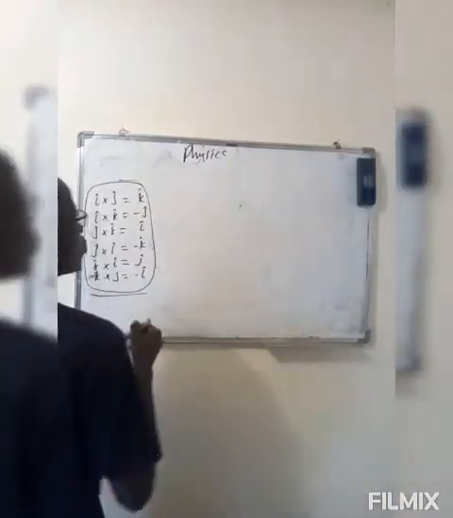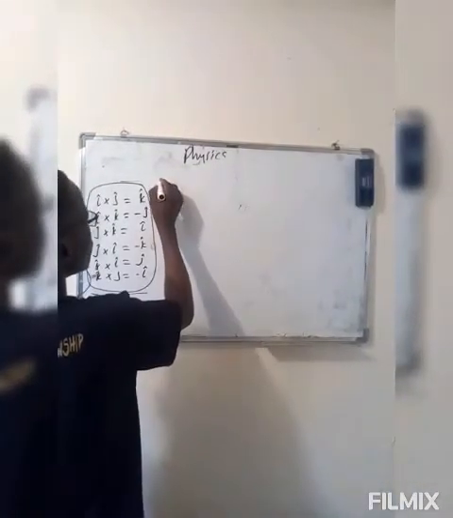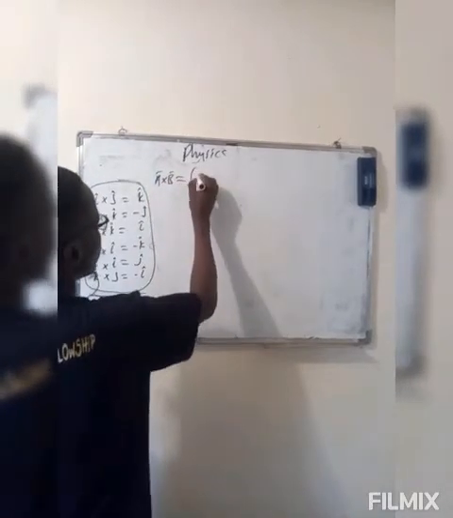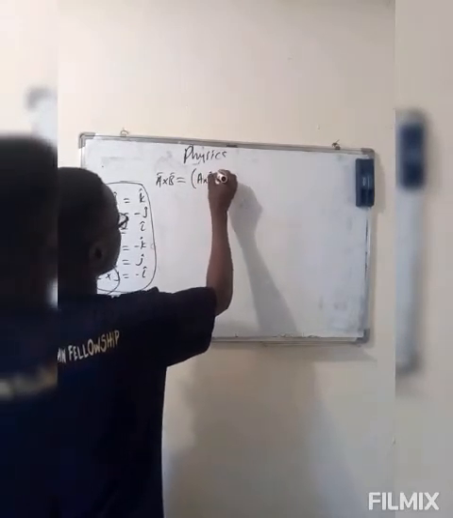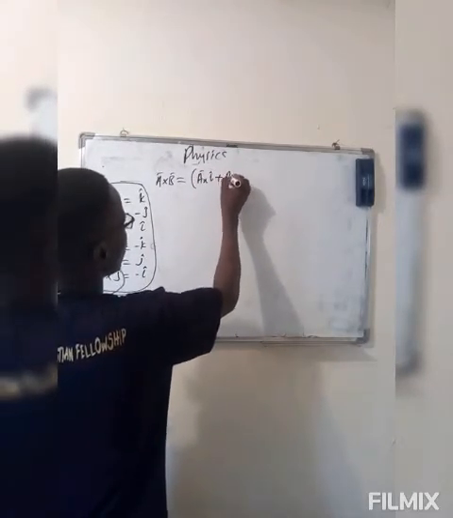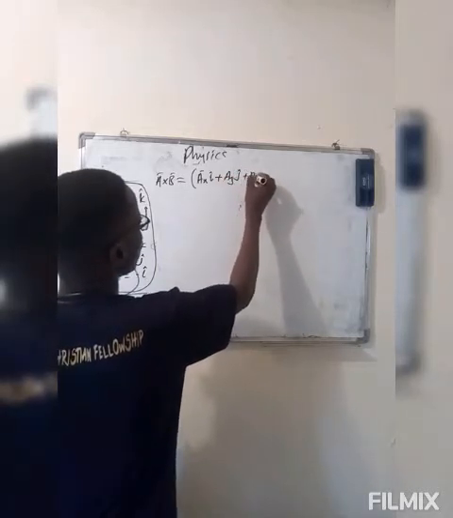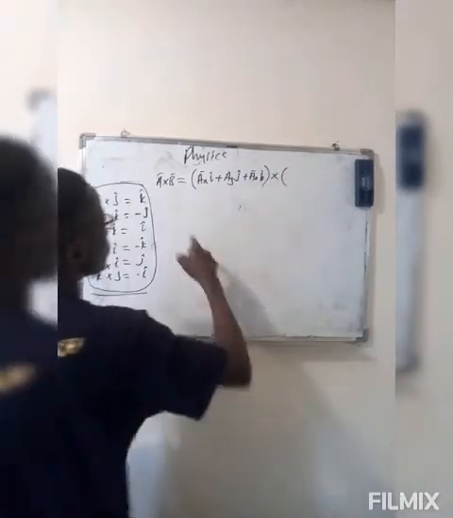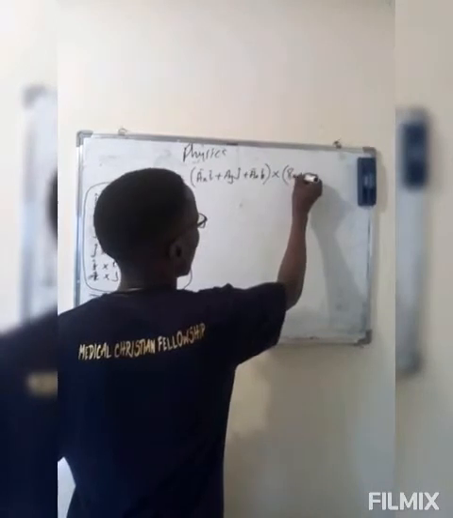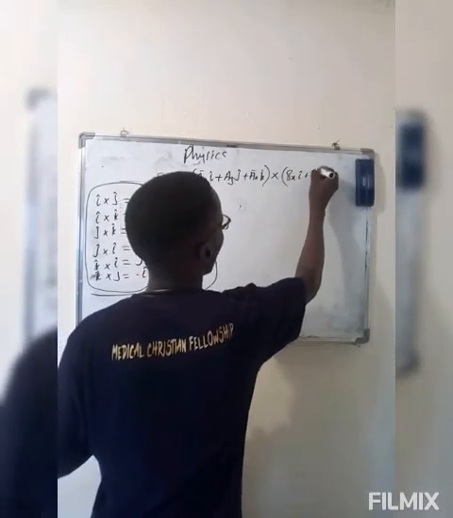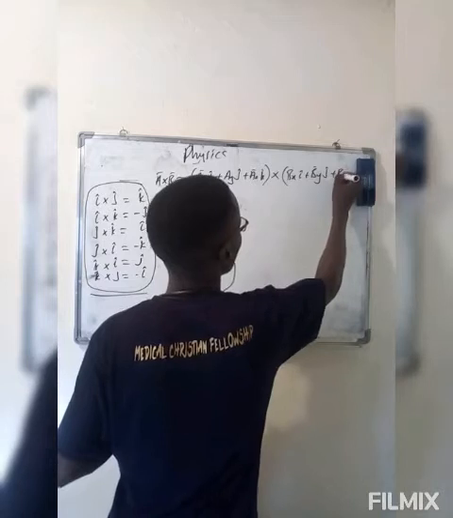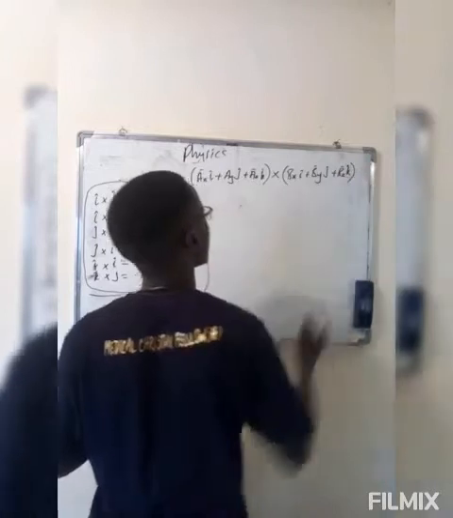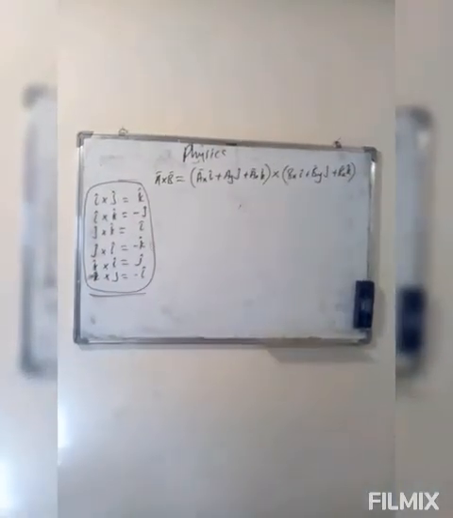So what are we getting? We want to find A multiplied by B. We know that A was AX i plus AY j plus AZ k, multiplied by B, which was BX i plus BY j plus BZ k.